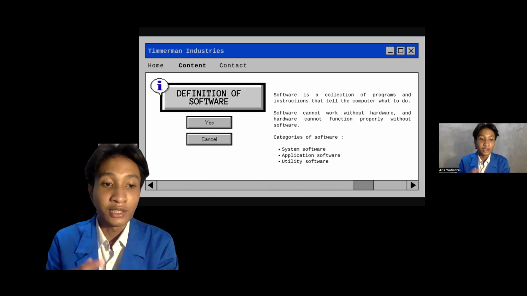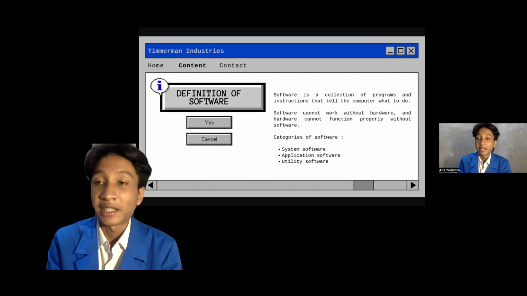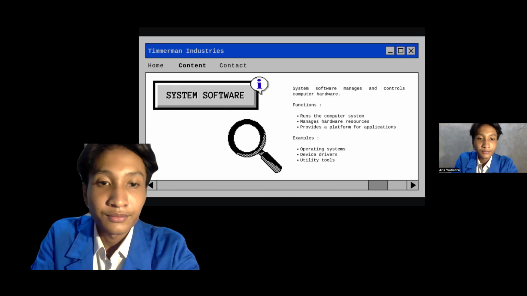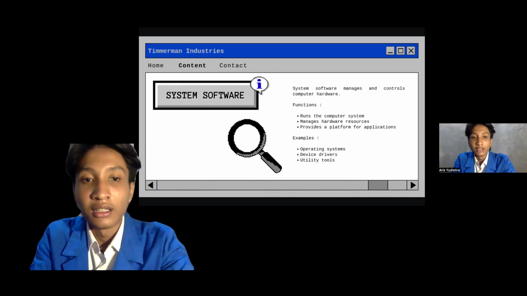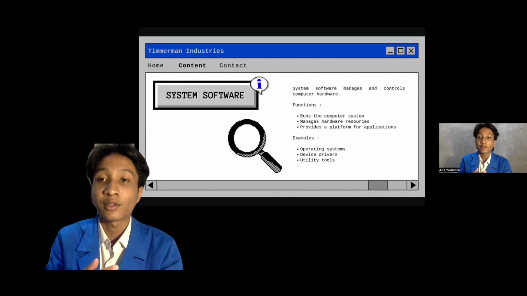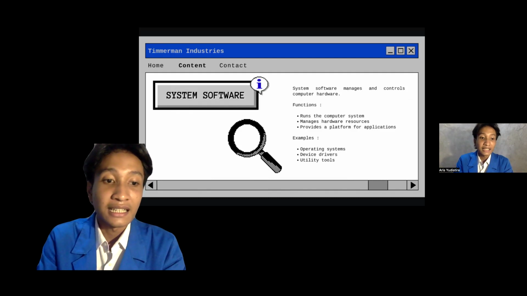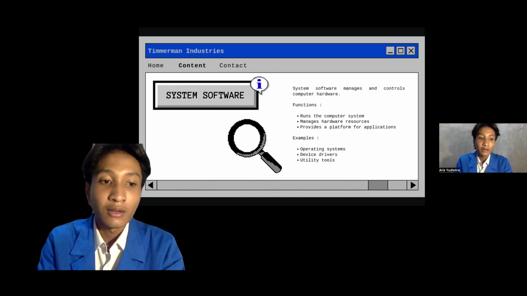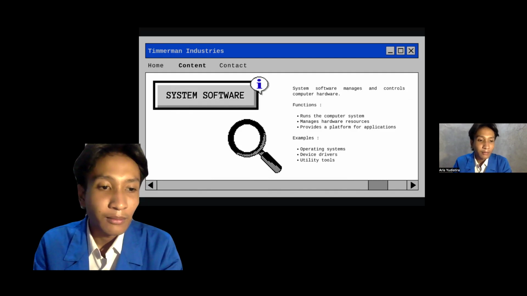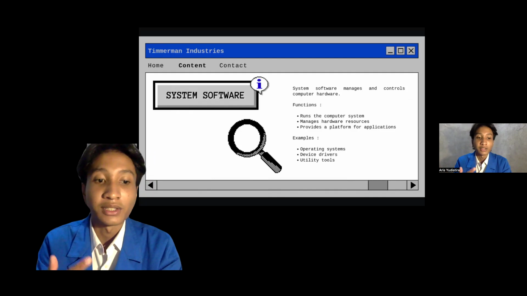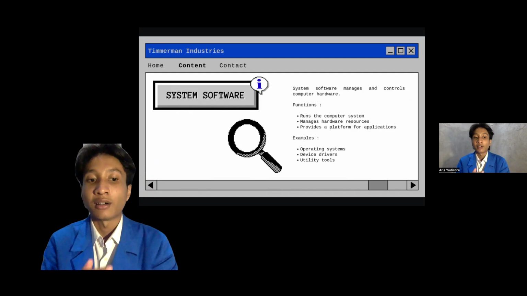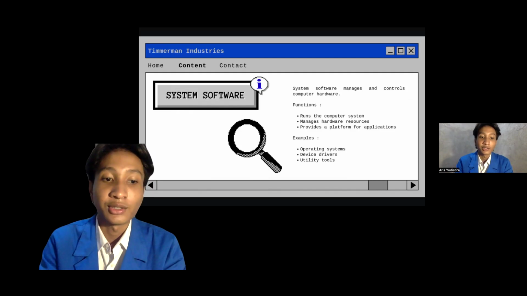Software is divided into system software, application software, and utility software. Number one is system software. System software manages and controls computer hardware. Its functions include: one, running the computer system; number two, managing hardware resources; and number three, providing a platform for applications. Examples are operating systems, drivers, and utility tools.